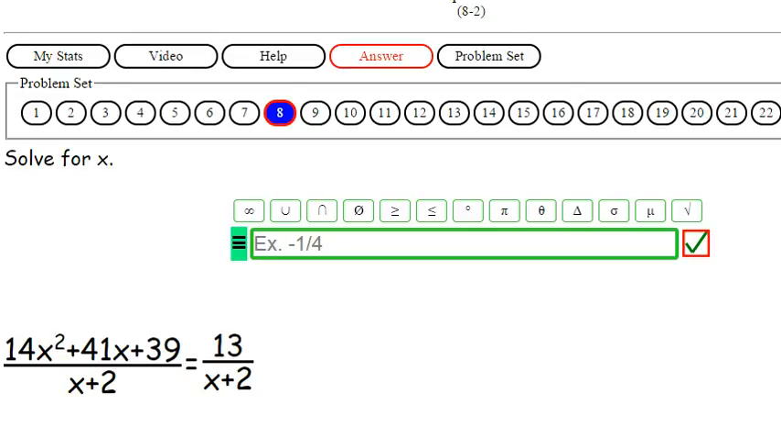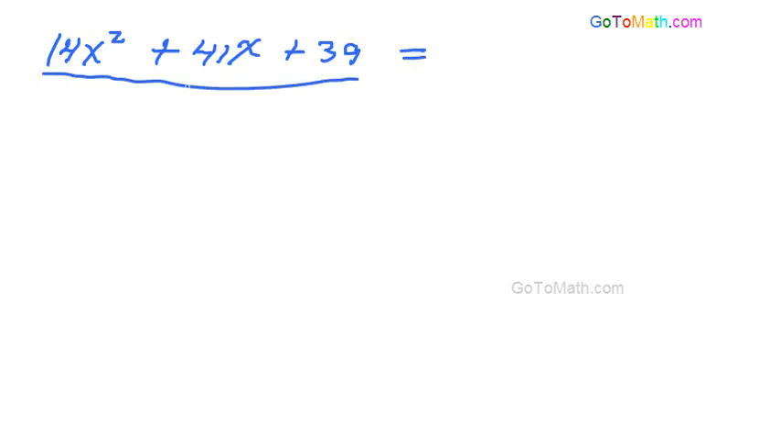Okay. All right, let's move over to the whiteboard. So we have 14x squared plus 41x plus 39, and that's going to be, whoops, we got something down here below, x plus 2. And that's equal to 13 over x plus 2.